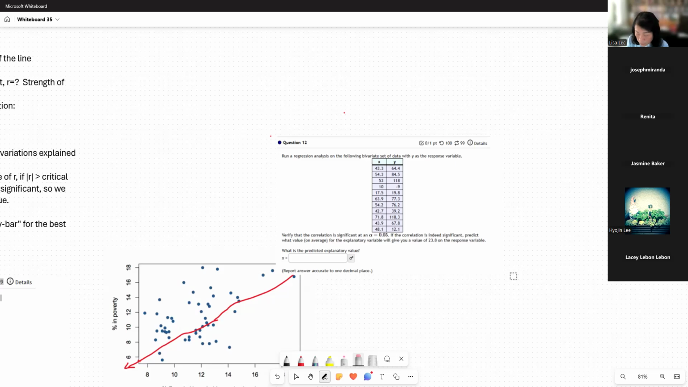Okay, so let's input all the data. 43.3. It's good if more than one person does it, because we could make a mistake as well. 54.3, then 53, then 10, then 17.5, 63.9, 54.2, 42.7, 71.8, 43.9, 48.1. Okay, I finished the first column.